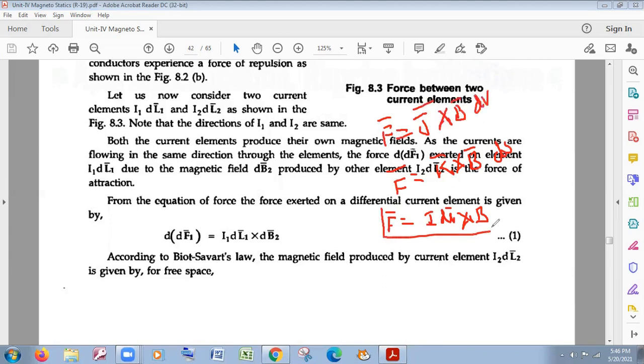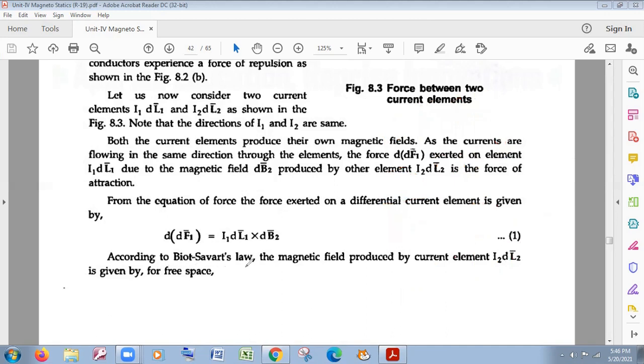In the last class we derived this expression: F bar is equal to I dL bar cross B bar, or F is equal to I dL B sine theta. Got it, my students? So I dL bar cross B bar. We are now applying the differentiation here. dF1 bar, due to dB2 bar, the d of dF1 bar is equal to I1 dL1 bar cross dB2 bar.